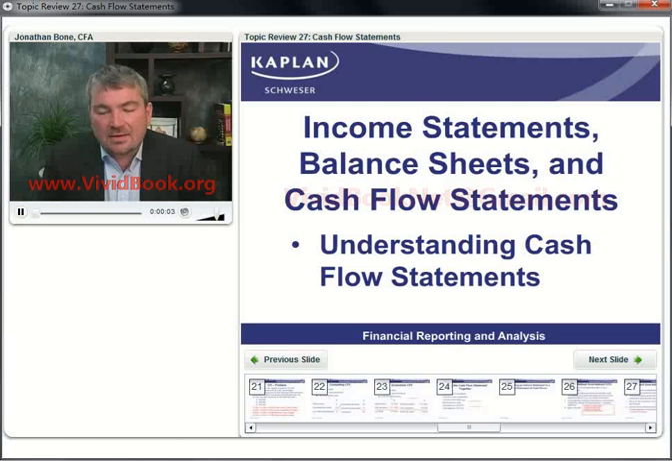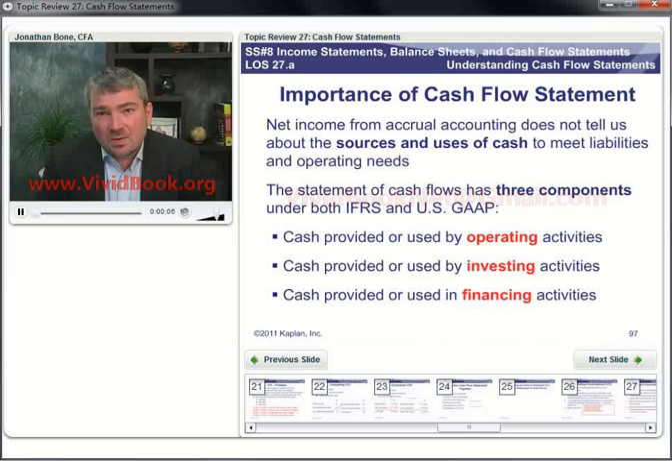Okay, so how does the analyst use the cash flow statements? Well, what the cash flow statement does is it reconciles between last year's balance sheet cash figure and this year's balance sheet cash figure, and it explains why it's changed. So it shows you the sources and uses of cash.